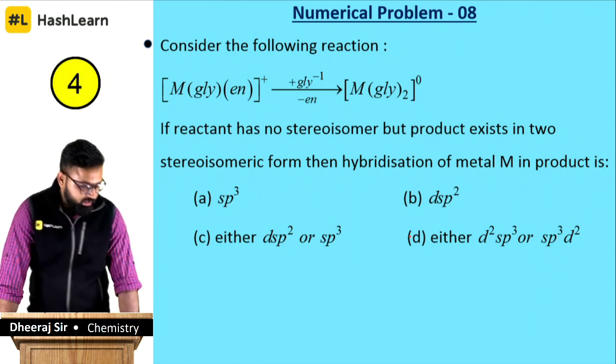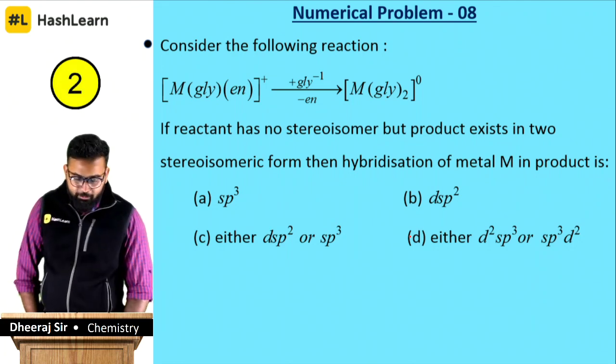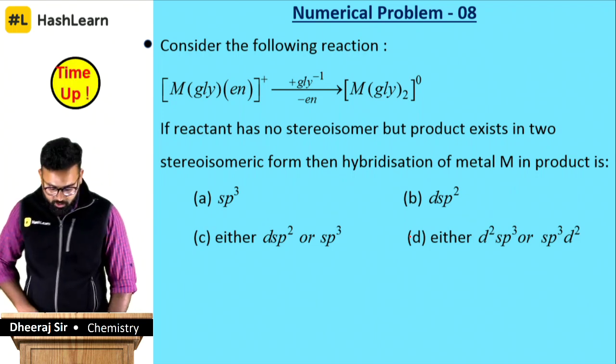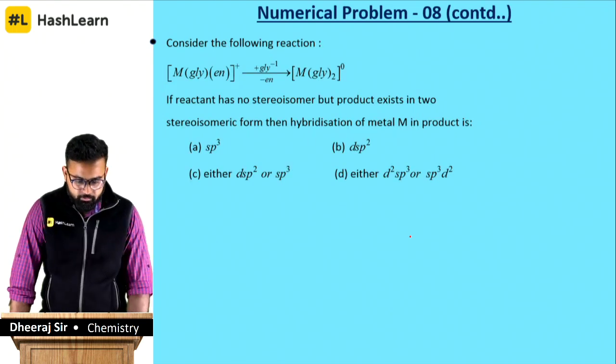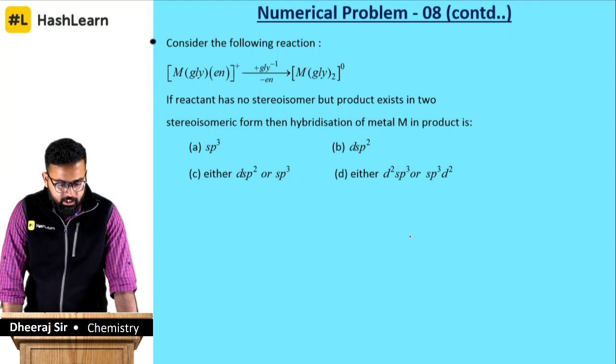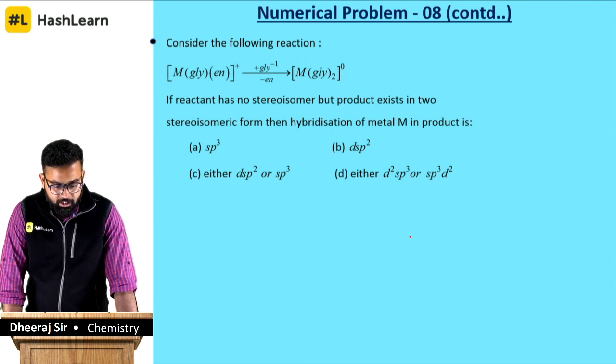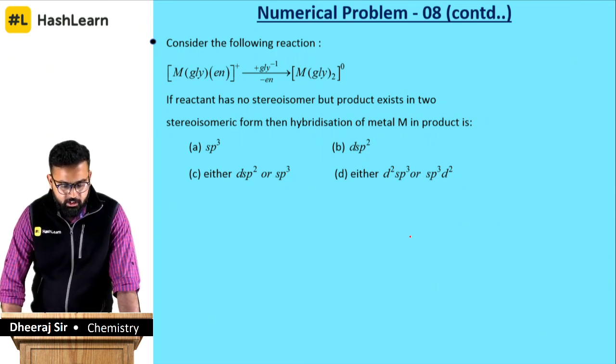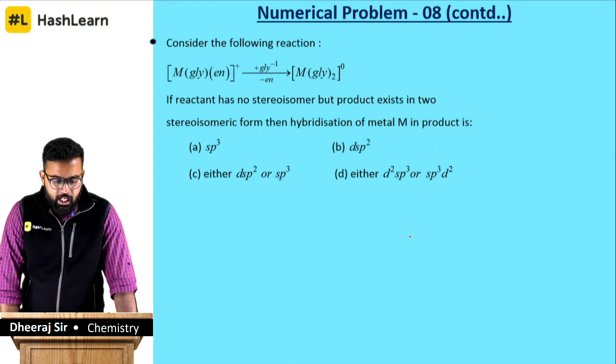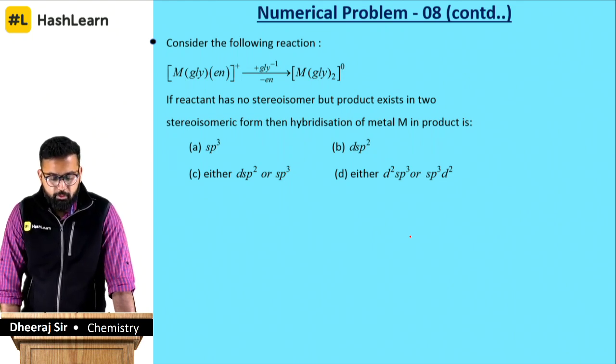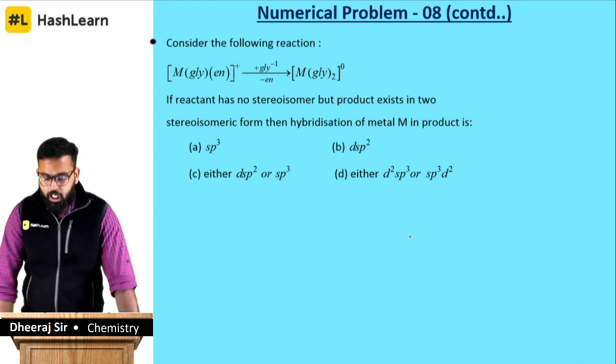Okay, Clockmaster says another couple of seconds left. Have a detailed look at the question, guys. Metal, glycine, EN and MGLY 2 times. If the reactant has no stereoisomer but the product exists in 2 stereoisomeric forms, then what is the hybridization of the metal M in the product? Take a minute.